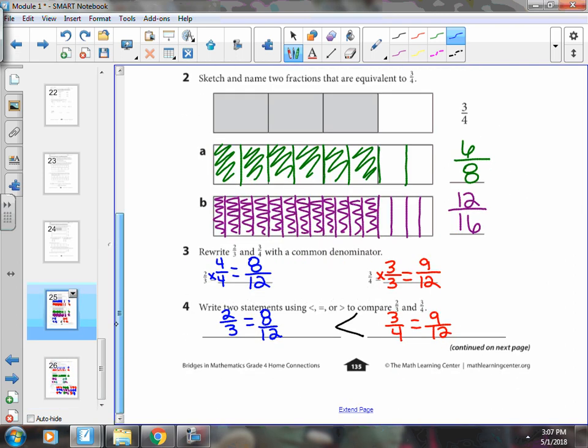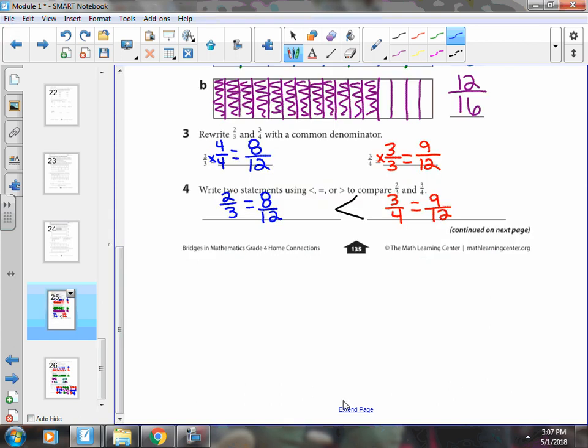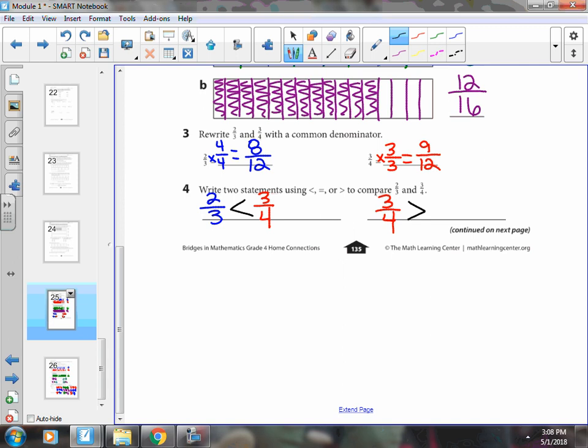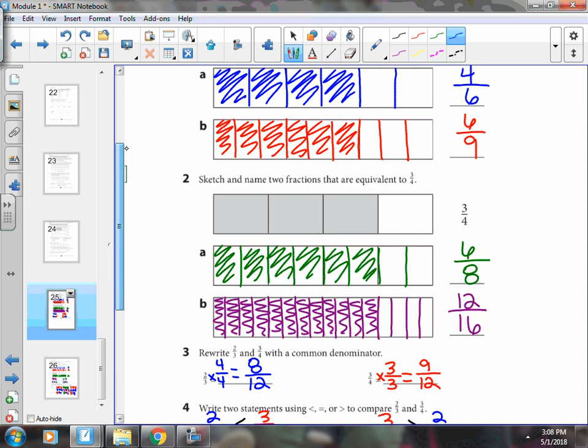Okay, onto that front page. Let me correct this. Write two statements. I'm going to correct this bottom part here. I think the best way would be to write 2/3, and that's the same as 8/12, so that's less than 3/4, which is 9/12. And then 3/4, it is 9/12, so that's greater than 8/12, greater than 2/3. Okay, I think that looks better and follows the directions a little bit more nicely.